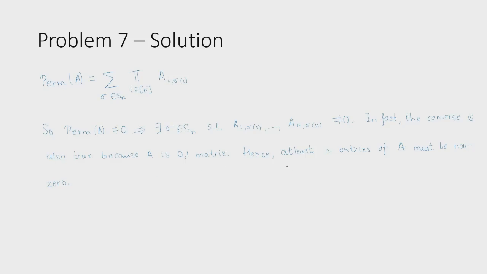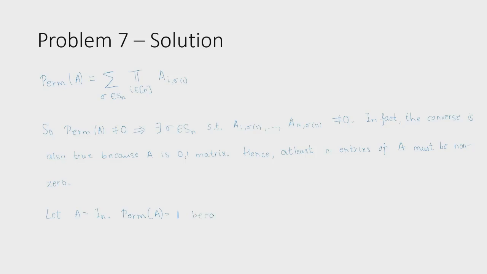Now, this tells us that at least n entries must be non-zero. Now, let's see an example where n entries actually work. Let A be the n cross n identity matrix. The permanent of A is equal to 1. Why? Because it's an identity matrix. There's only one permutation for which this is non-zero, and it's the identity permutation.